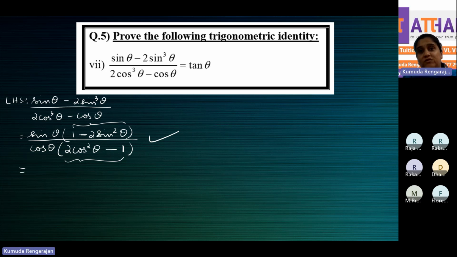That means they're equal. They look different, like 4 plus 5 and 8 plus 1. They look different, no? But they're the same actually. 4 plus 5 and 8 plus 1 are the same, because the value is 9 in both the cases, but they look different. Similarly here, 1 minus 2 sine square theta and 2 cos square theta minus 1 are the same in value, but they look different. Why do we assume so? Because sine theta by cos theta, tan theta we already got, and that's the RHS.